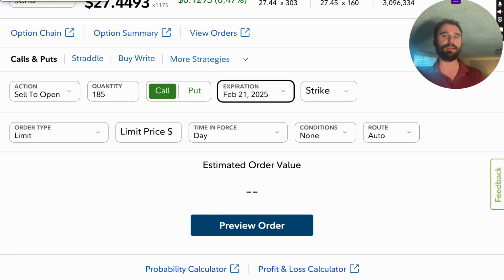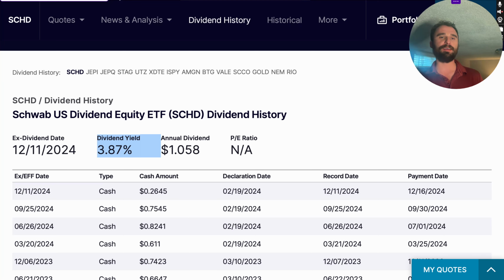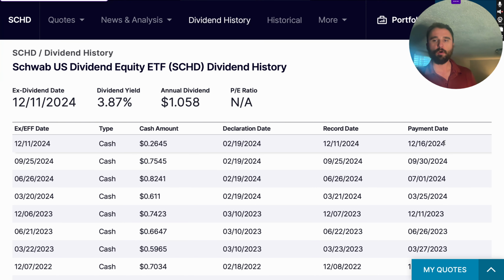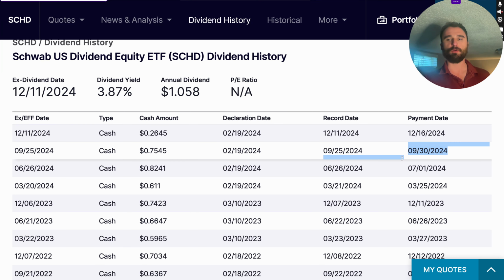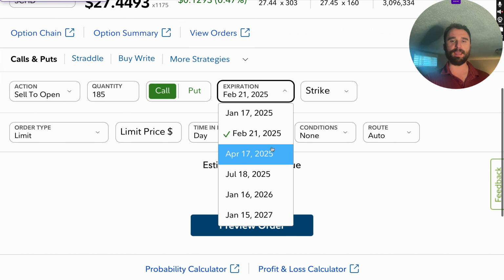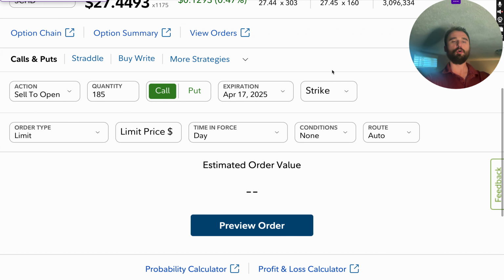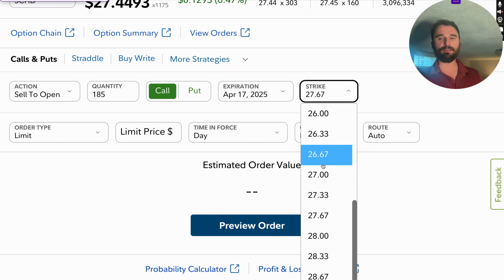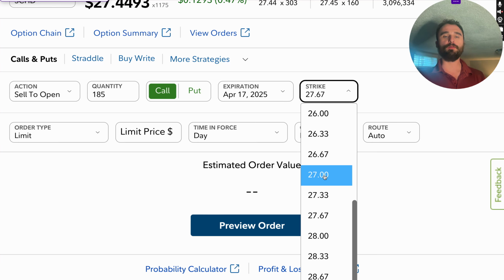In fact, if we look at timing this with the next dividend, that's something else to consider here. Look at the last dividend. They pay every 3 months. So if we think about March or April, if we send this out to April 17th and do a long-dated trade here on the call side, we basically hope and pray that even if this goes in the money for the buyer of the call option, they're not going to exercise. And a lot of times it's random, right?